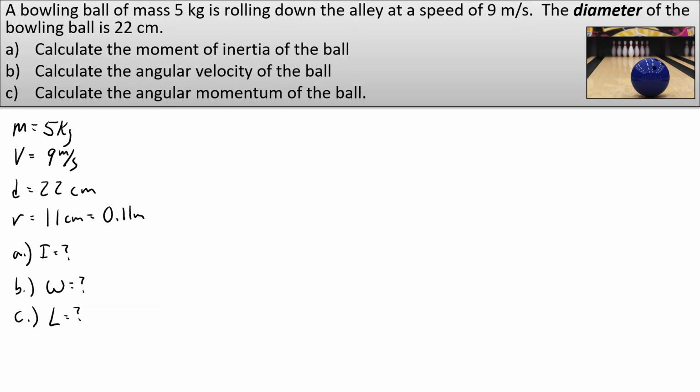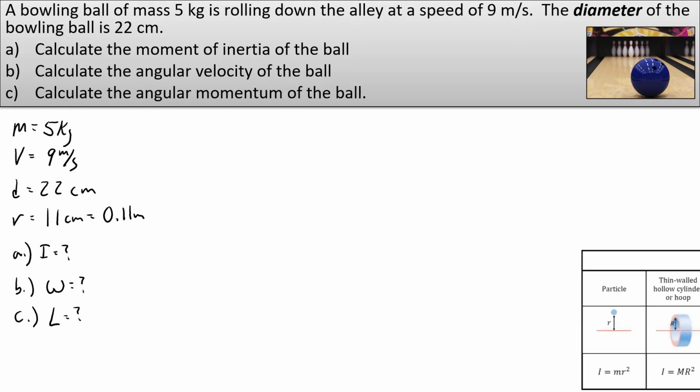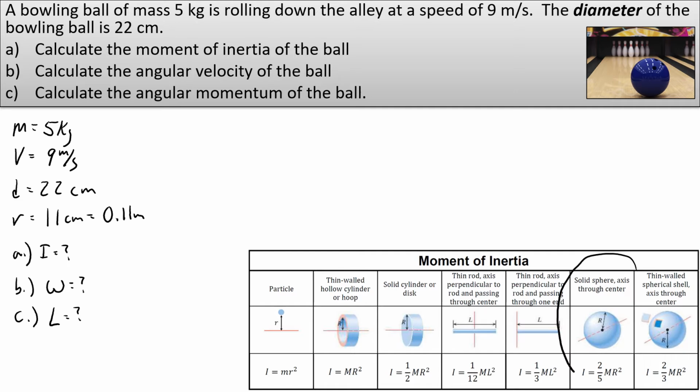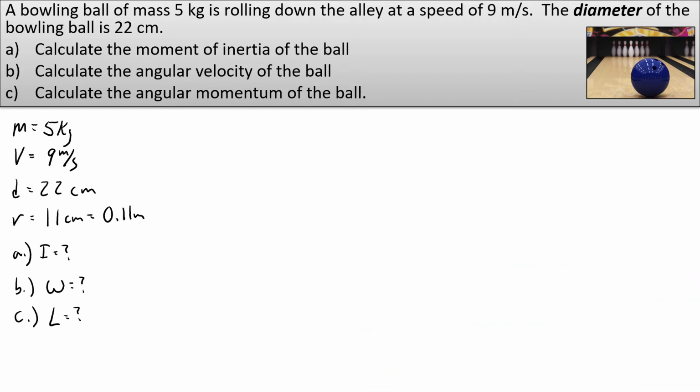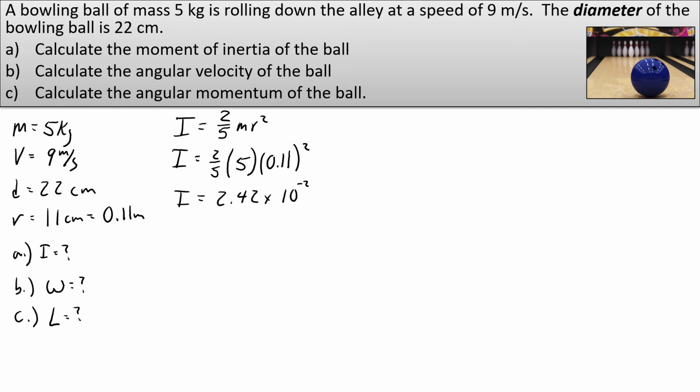Find the angular momentum. So for this one, it's a bowling ball. A bowling ball is a solid sphere and it rotates through its center. So that's 2/5 mr squared. So for part A, we have our moment of inertia for the ball is 2/5 mr squared. You plug in and you get 0.0242 or 2.42 times 10 to the negative 2. What are the units for moment of inertia? Kilogram meters squared. Okay, nice.